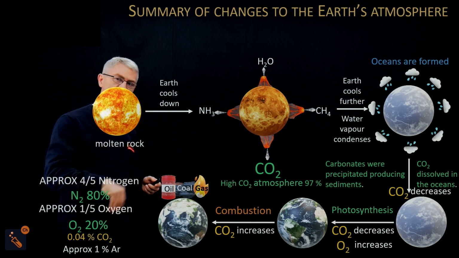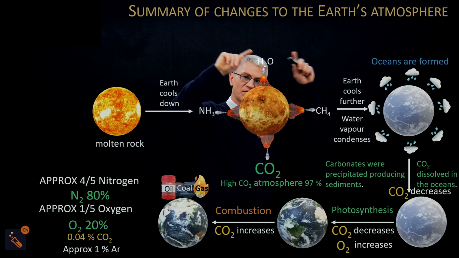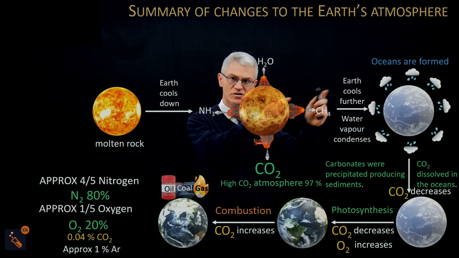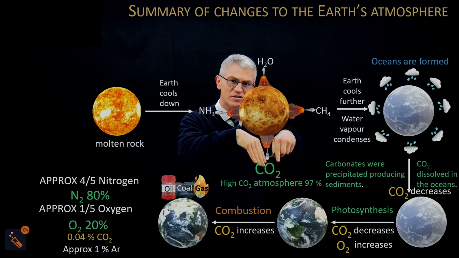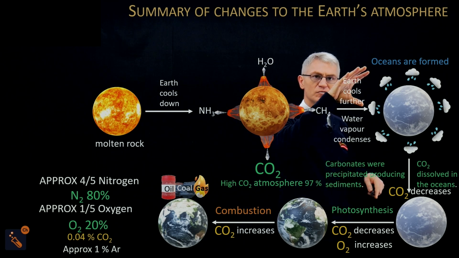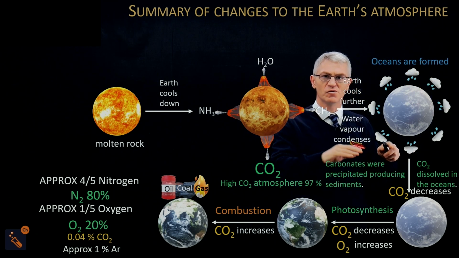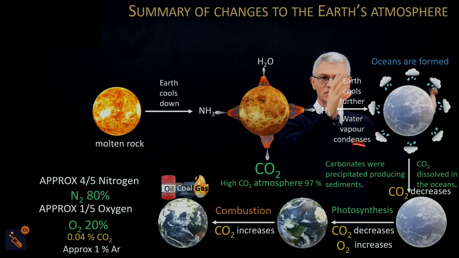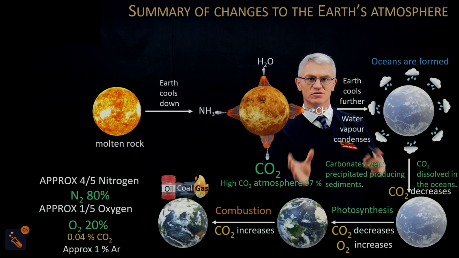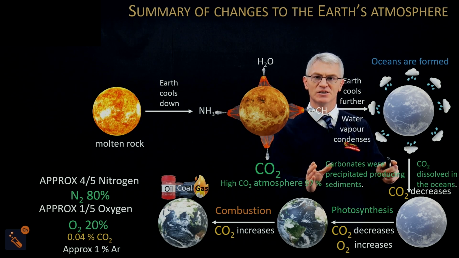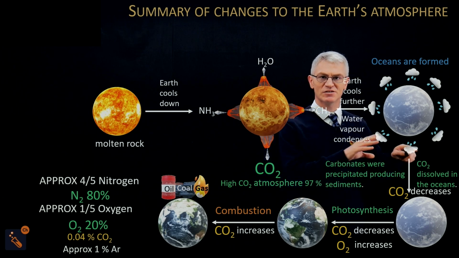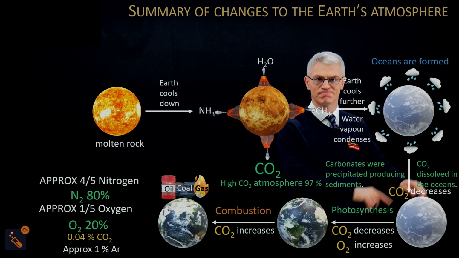So, ball of molten rock, Earth cools down, gases given out. Okay, those gases are the building blocks of life: nitrogen, hydrogen, carbon. Most of the gas is carbon dioxide, so you get a high carbon dioxide atmosphere just like Venus. Earth cools down, oceans are formed, water vapour condenses, fills in all the gaps and creates your oceans. Most of the carbon dioxide is dissolved in the oceans, and you form carbonates that are precipitated, producing these sediments that fall down and are taken in by living organisms. That means the CO2 decreases.